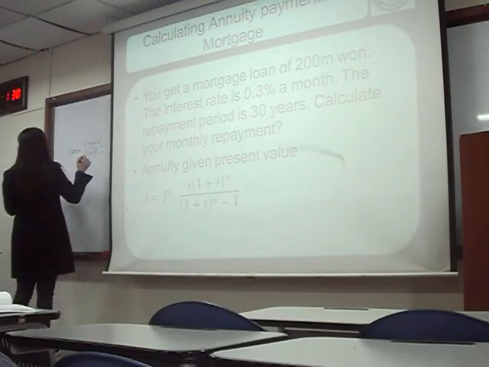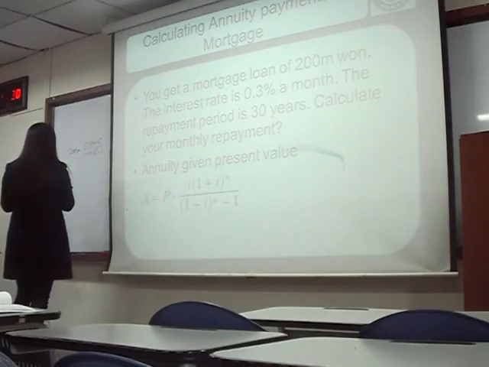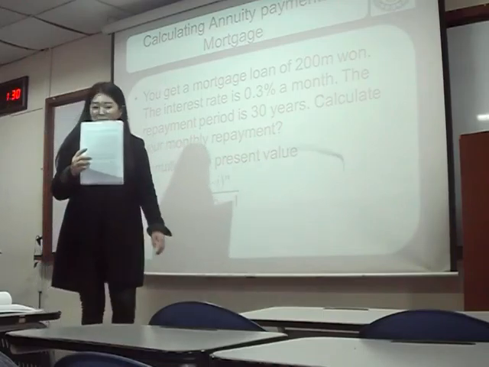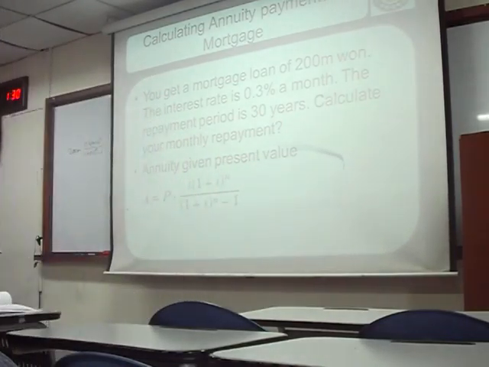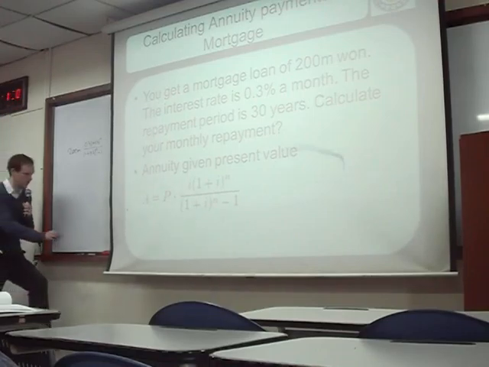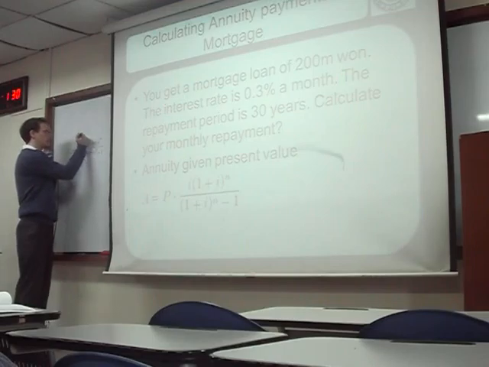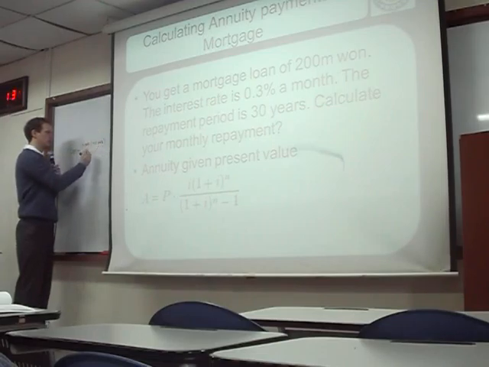Is that correct? Can anybody say if that's correct? What's the problem? 360 months. 0.003. I warned about this problem at the start, right? Make sure you have the right number of zeros. Not 0.3, 0.003.